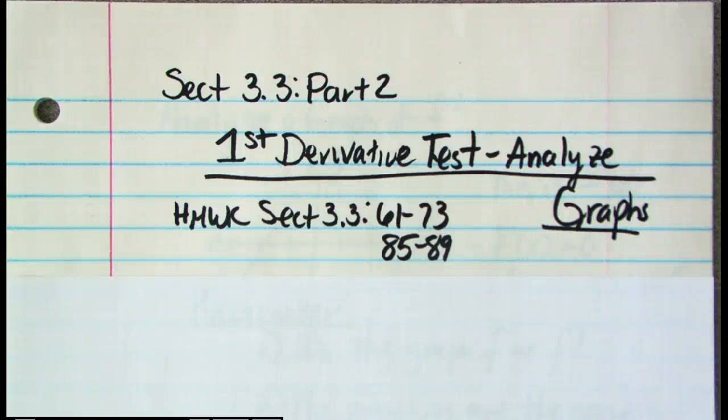Today we're going to continue with section 3.3 on the first derivative test. This time we're going to come at it from a different angle. We're going to analyze graphs and use the first derivative test. The homework for this section is 61 through 73 all and 85 through 89.